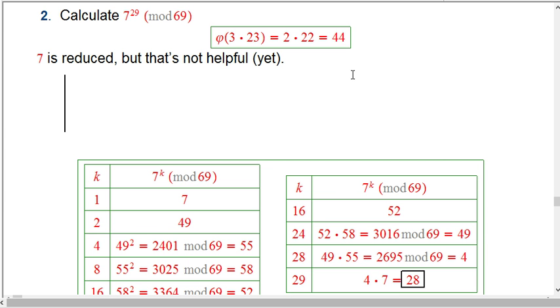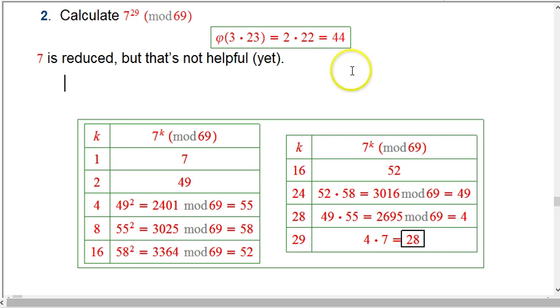What I'm first going to do is calculate 7 to the 1, that's easy. 7 to the 2, that's just 7 squared, which is 49. And then I'm going to keep squaring, so I can get a table that's only of powers of 2: 7 to the 2, 7 to the 4, 7 to the 8, 7 to the 16. And then we're going to use those as building blocks and just have to do a few more multiplications to get the actual 7 to the 29 we want.